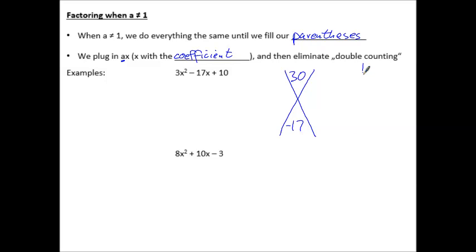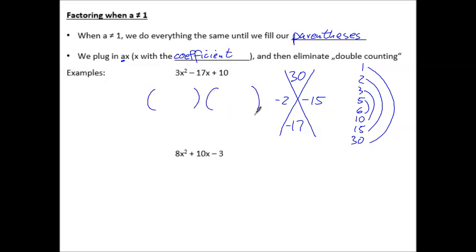So let's do our little factor rainbow. 1 and 30, 2 and 15, 3 and 10, 4 doesn't work, 5 works, 5 times 6, and that's it. So both numbers need to be negative and they need to add up to negative 17. And with that being said, we see that the numbers we need are negative 2 and negative 15. All right, then let's set up our parentheses. We put 3x now into both of them, and negative 2 and negative 15.